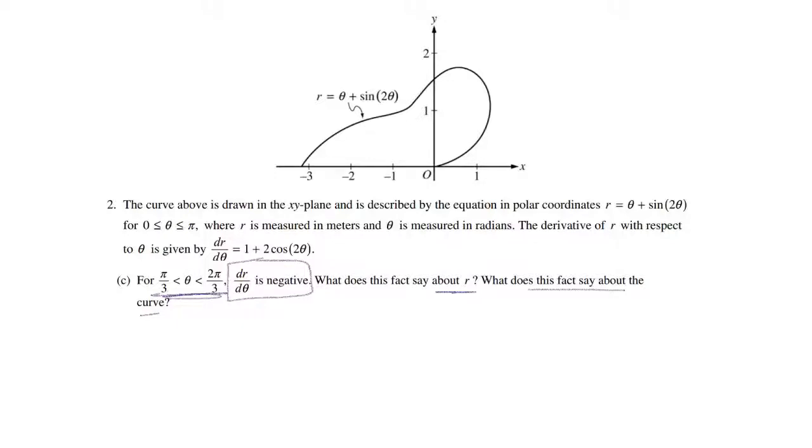Well, let's see. If dr d theta is negative, then I would think that if the rate of change of the radius with respect to the angle is negative, then r is decreasing, isn't it? I like to think about this in terms of f and f prime and f double prime, because we know, just a little bit of a review here, if we know f prime is negative, and so let's review that.